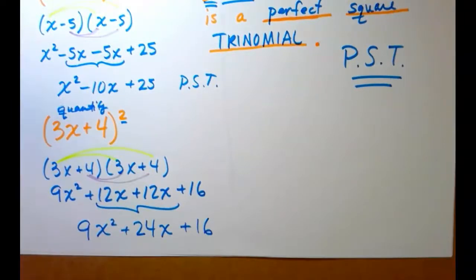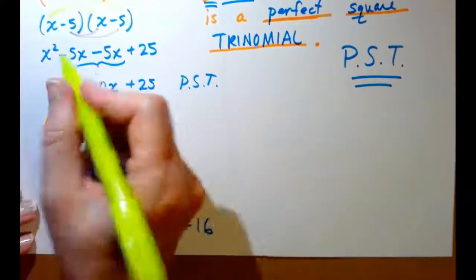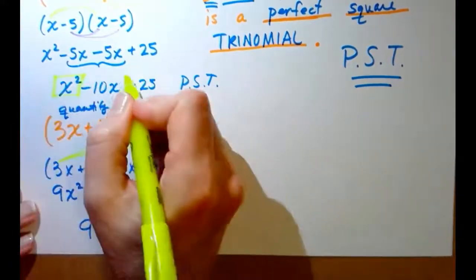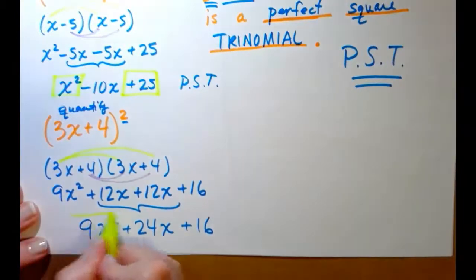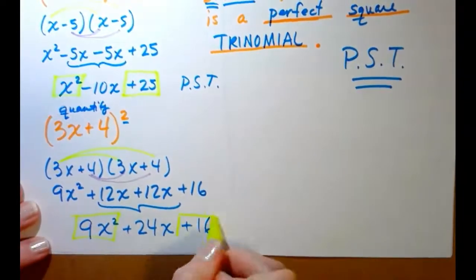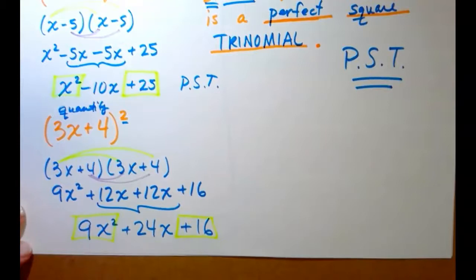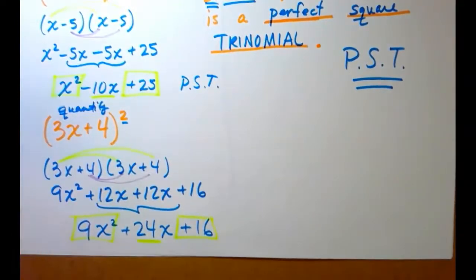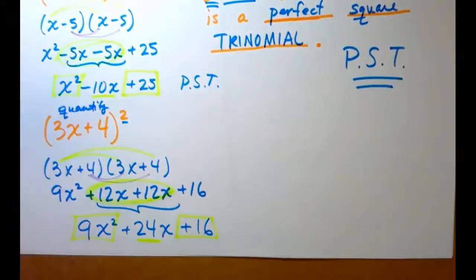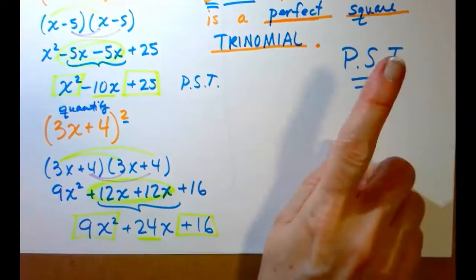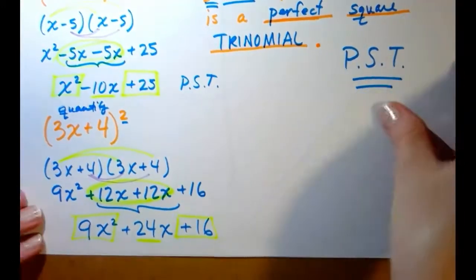Note on both of our perfect square trinomials some characteristics. There's a perfect square on the front end and a positive perfect square on the back. Perfect square on the front and a positive perfect square on the back. The middle term is always going to be even because it's always going to be double of what we see in the middle. So those are some characteristics of perfect square trinomials.